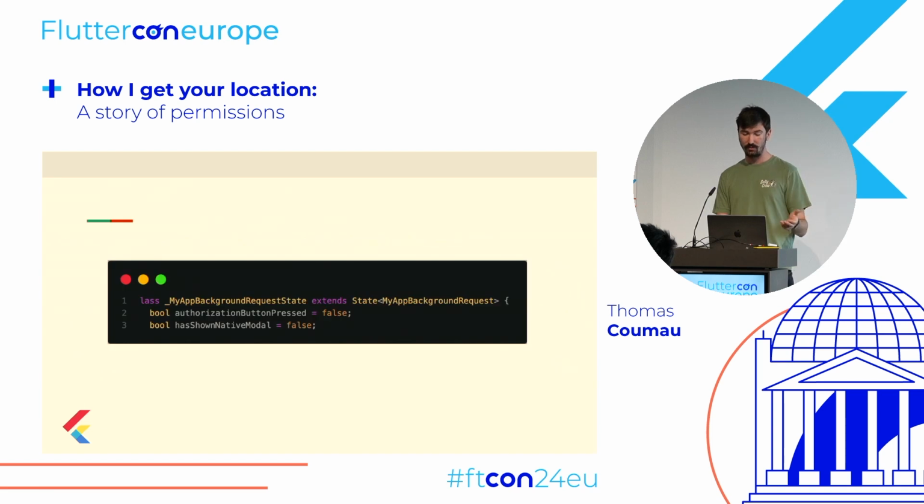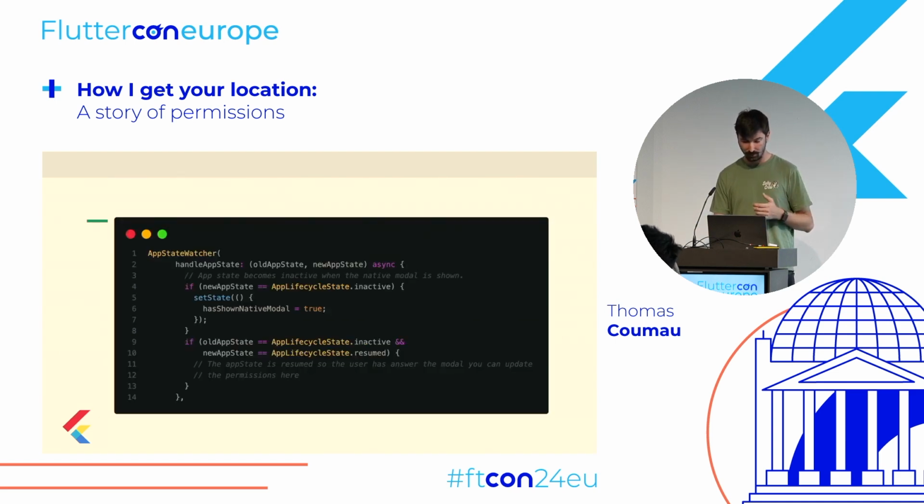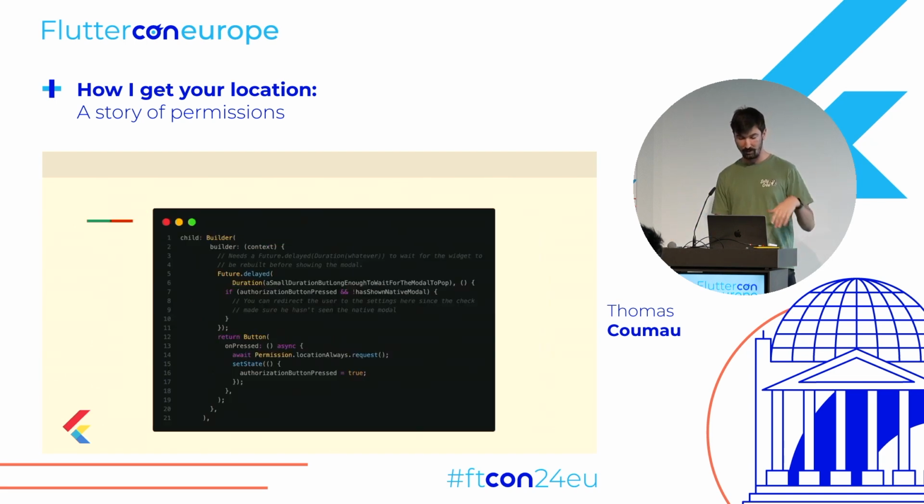And in order to do this, we just wrapped our widget, made a stateful widget with two different booleans: whether the modal has been shown and whether the user has pressed our button. Then in our app state watcher, we just updated it to set state that our native modal has been shown to true if the state has turned to inactive. And then in our builder, in our button, we set state that we have pressed the button to true if we actually have pressed the button.